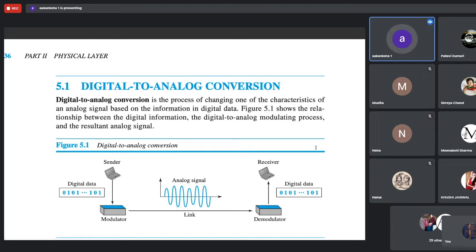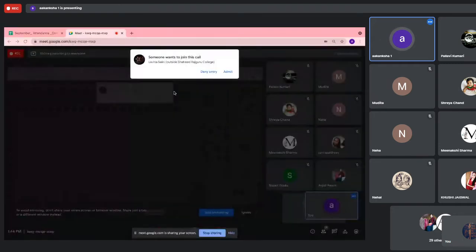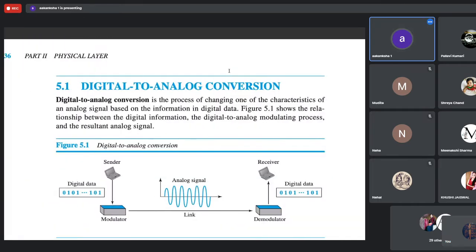Now see, my data is digital, so that means it is in the form of bits, zeros and ones. That is digital data or discrete data. Now the sender laptop has to convert the digital data to an analog signal. So we need a device known as a modulator. The modulator converts the data into the analog signal.